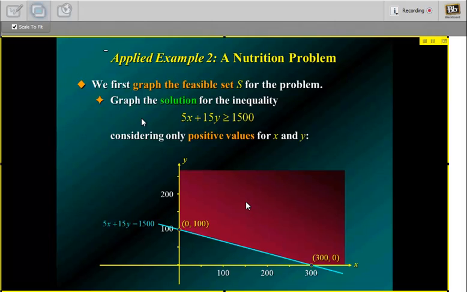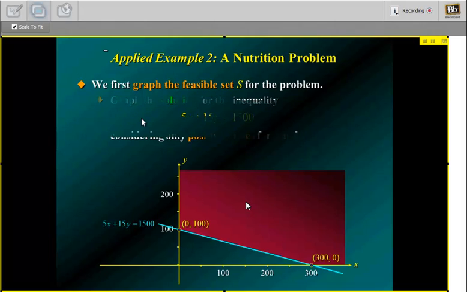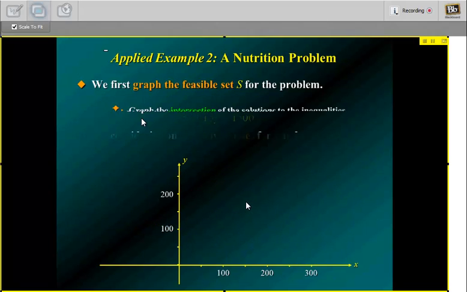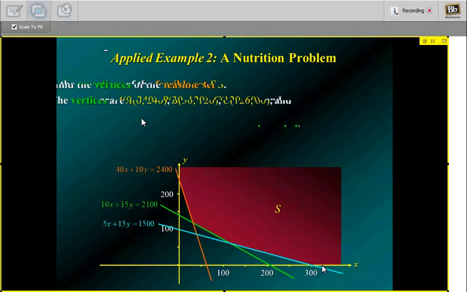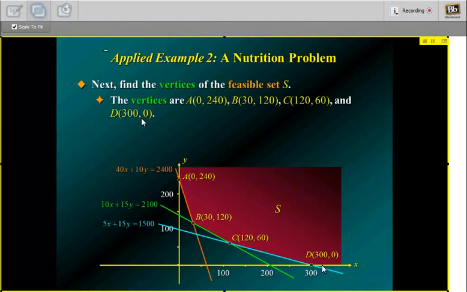Now combining all these three lines, we observe that this is the common feasible region between these three lines. So what are the points? The points are these: point A, B, C, and D. These are the 4 points A, B, C, D.